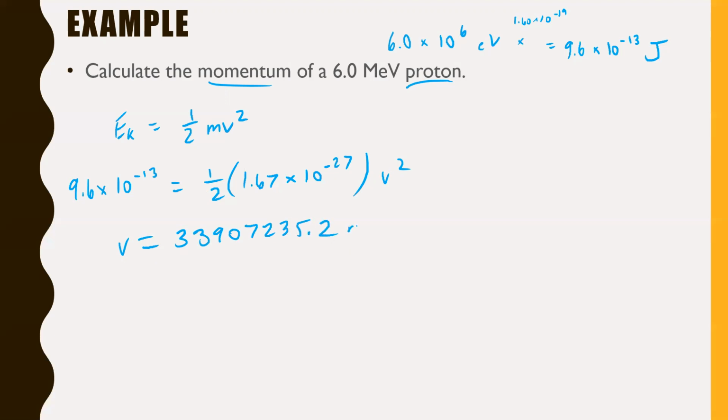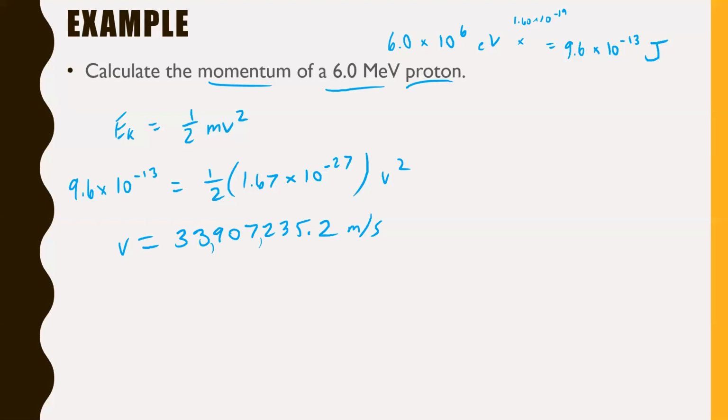3390723.5 meters per second. So in other words, if we were to break that down, that's 33,907,235 meters per second, right? That's your given speed, because it told us how much energy was in this. That's going to be our given speed.